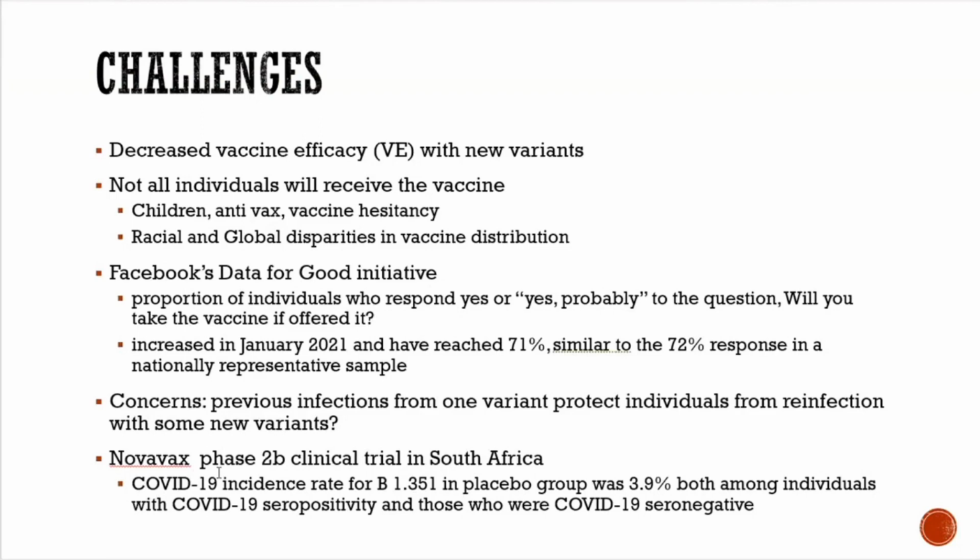Novavax, for example, has a phase 2b clinical trial in South Africa, and this showed that COVID-19 incidence rate for this B1351 in the placebo group was 3.9%, both among individuals with COVID-19 seropositivity and those who were COVID-19 seronegative, right? So it was the same, the incidence rate of this new variant was the same in both people that had COVID before and people who had never had COVID. So that's pretty concerning, right?